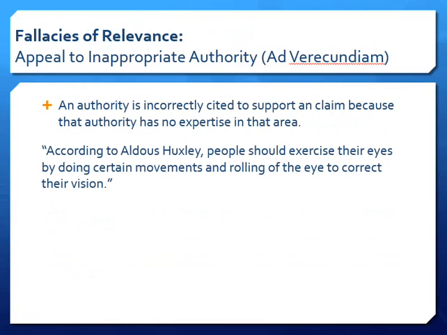Some authors in the past had cited Huxley as an authority to support the claim that nearsightedness could be corrected by doing certain exercises regarding movement and rolling of the eye. However, Huxley had no expertise giving medical advice to correct vision, even though he was a popular writer of such novels as A Brave New World. This term is also known as an unreliable testimonial. Even though a person has fame, this doesn't mean they have authority on a particular subject or issue.